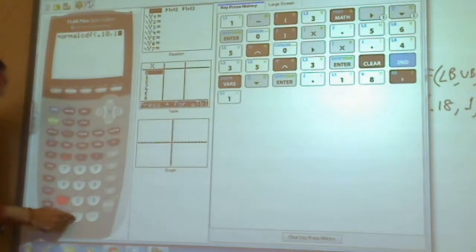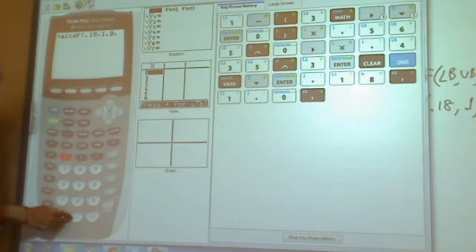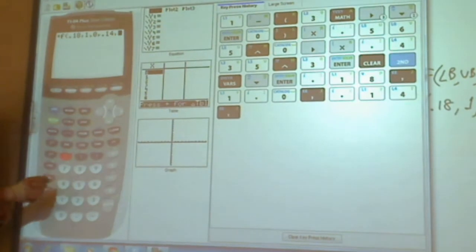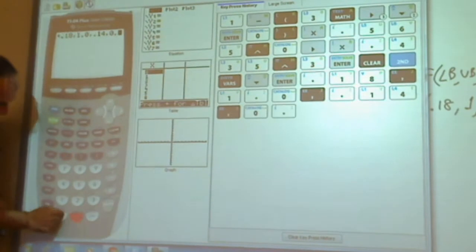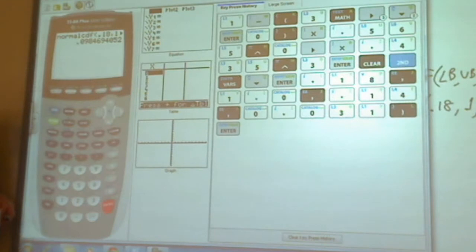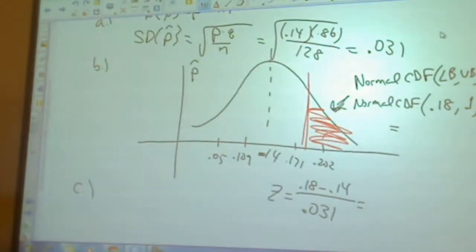Upper bound 1.0, mean 0.14, standard deviation, what was it? 0.031. 0.031, thank you. Hit enter. 9.8%. Looks reasonable.